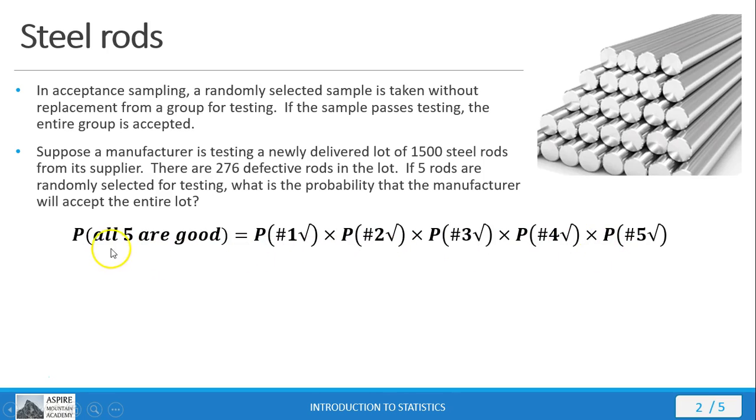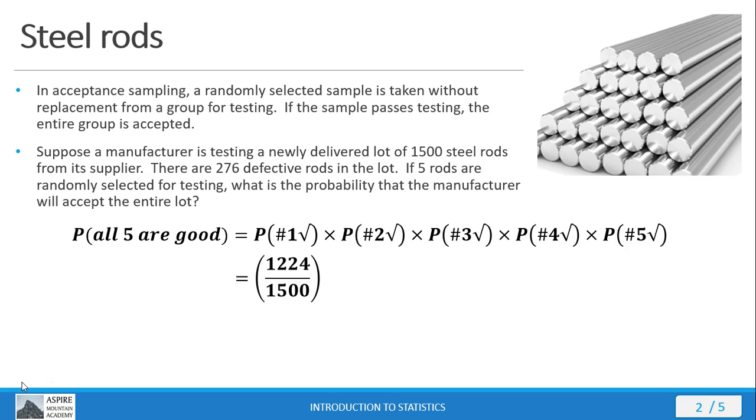Sometimes I find it helpful if you just write out everything here, because then it helps you to know the different pieces you need to put together in order to calculate your probability. So now the next thing we're going to do is calculate each of these individual probabilities. So the probability that the first one checks out is 1224 over 1,500.